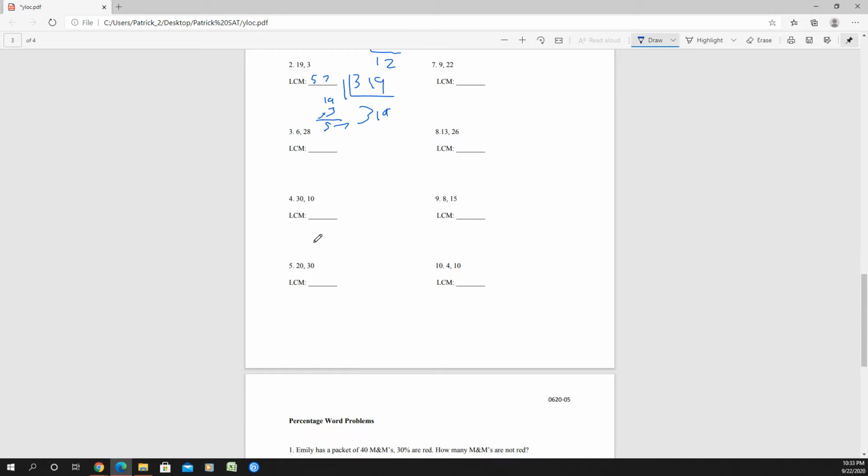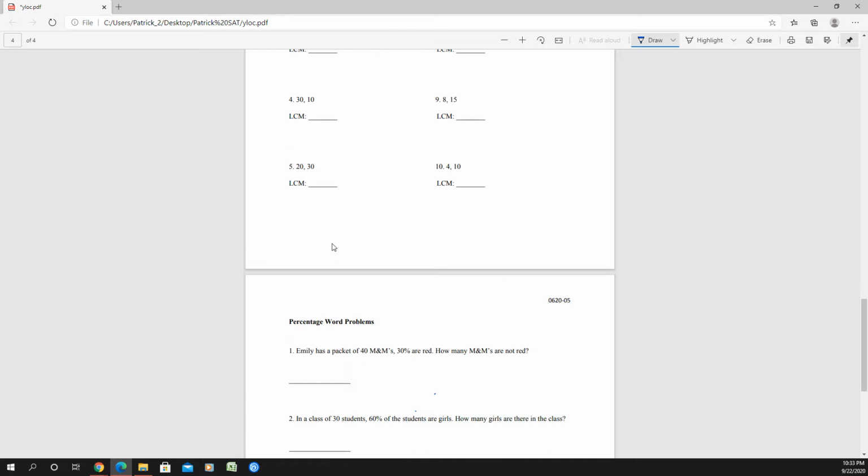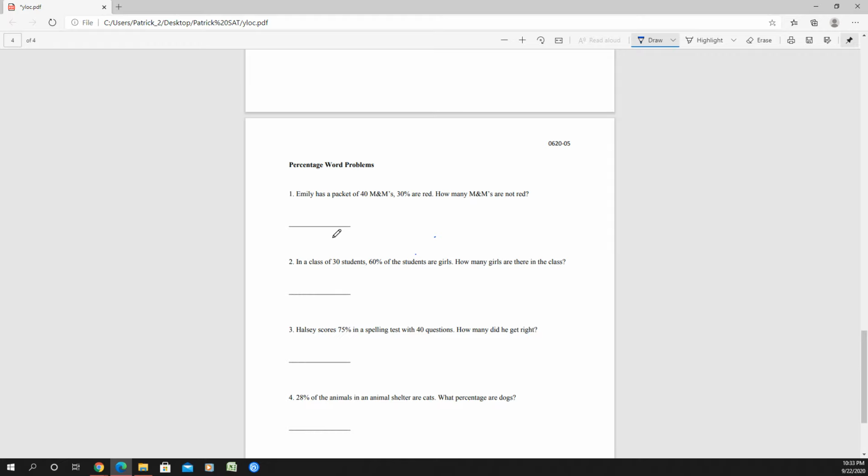Let's go over to the next section, which is percentage word problems. Now, in percentage word problems, the main thing is you want to find out what they're asking for. What they want to know is how many M&Ms are not red. And what it tells you is how many M&Ms are red. It says that 30% are red. But if 30% are red, that means 70% aren't red, okay? Right? Yeah. So 70% is actually just 70 over 100, right?